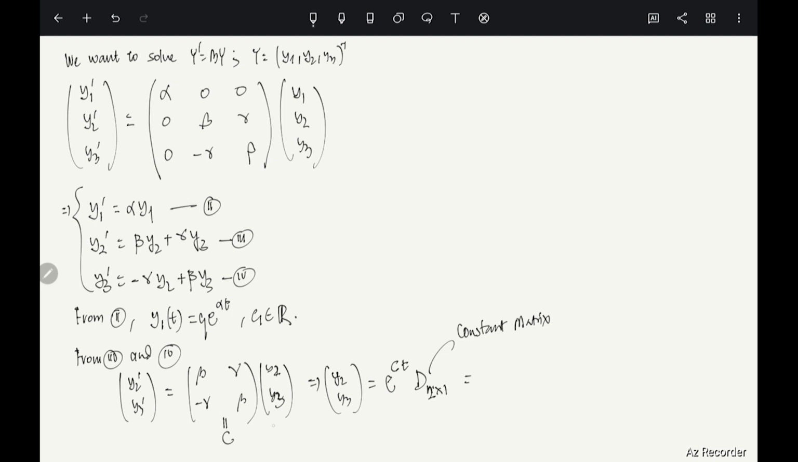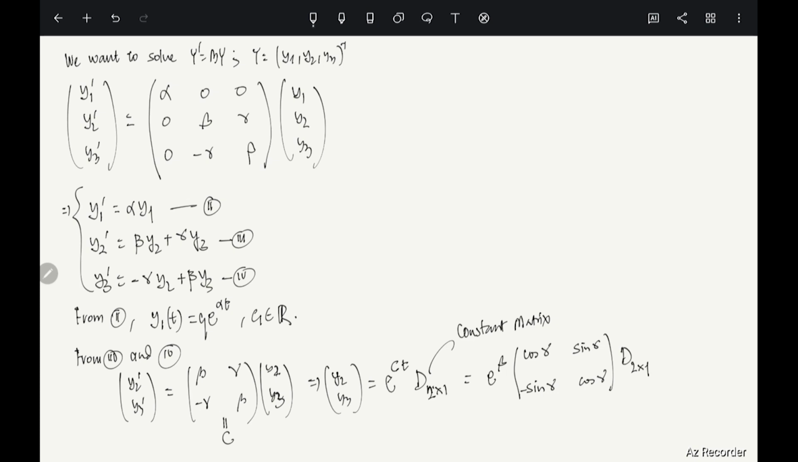Now, if you remember, we talked about this sort of exponential, beta gamma minus gamma beta, and we saw how to calculate that exponential. What we found out is that this is e to the power beta, times the matrix cosine gamma, minus sine gamma, sine gamma, cosine gamma, times a 2 cross 1 constant matrix D. This is what we got. If you remember, we calculated this maybe two videos back.